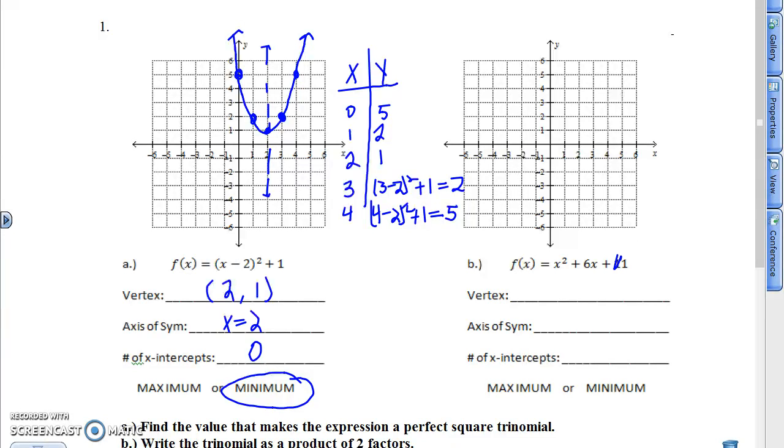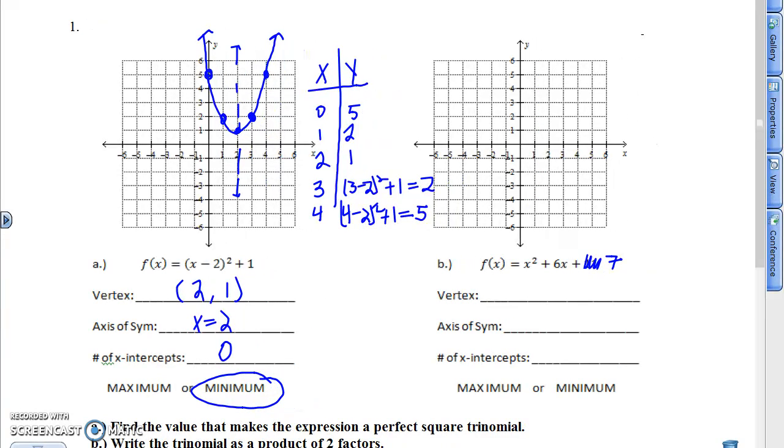Letter B, hopefully you changed this. This should be a plus 7 instead of a plus 11. In standard form, it is tougher to find the vertex and the axis of symmetry, so I'm going to go through the process of completing the square to convert this to vertex form. It's not a perfect square because half of 6 is 3 and that squared would be 9. So let's make this a perfect square.